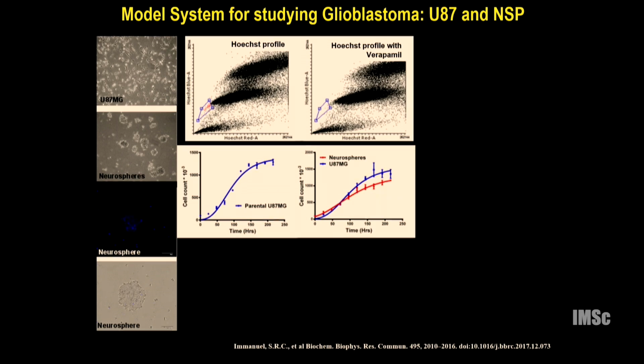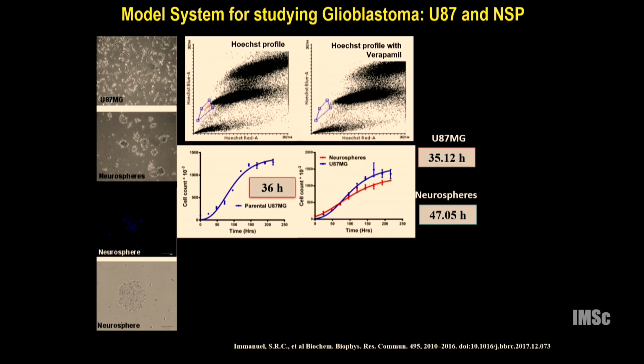As a chemical engineer, I like to do growth curves. I like to calculate doubling times and growth rates and lag times, etc. If you look at the graph on the left side, this is the parental U87 cell line, which grows with a doubling time of about 36 hours.